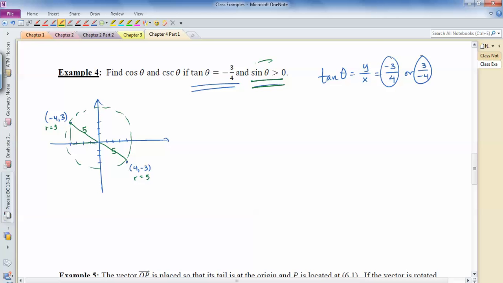So what I need now to think about is sine theta is positive. Well, sine theta is y over r. And so I need y over r to be positive. Radii are always positive, right? You can't draw a circle with a negative radius. So that means that y also has to be positive. So it turns out that this one down here where the y is negative, we're not going to look at that part down here. That doesn't matter. We're only going to look at this part up here.